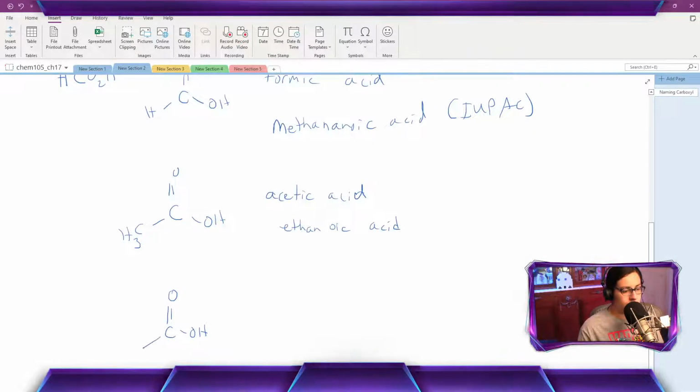So 1, 2, 3, 4, 5, 6, 7. That's good. So 7 is actually enanthic acid, which I wouldn't know what this is without looking it up, but I would know what its IUPAC name is. So hept for 7, 1, 2, 3, 4, 5, 6, 7. Heptanoic acid.